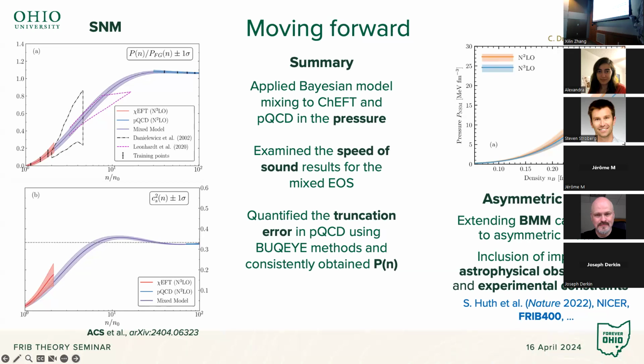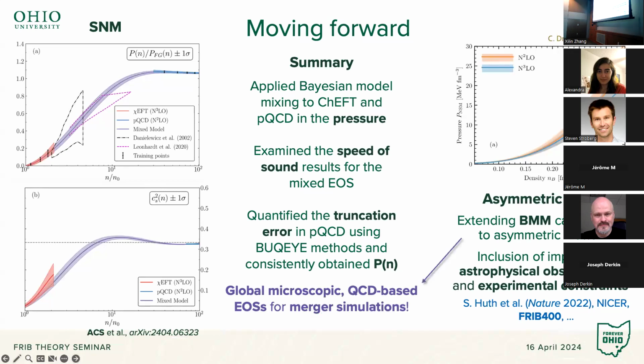And also, of course, there will be data from FRIB 400, and there are also other constraints that people, like this paper from Sabrina, have used that we could also include in what we're looking at. But of course, the goal would be something where we would have a completely QCD-based equation of state on the model side. That would be very useful for neutron star mergers and simulations. But obviously, we're not quite there yet, but this is what I will hopefully be working on in the next few months.